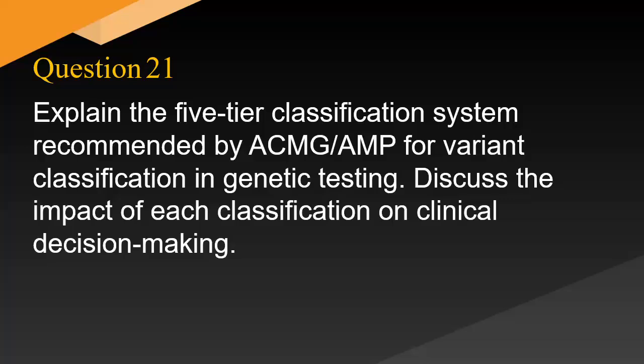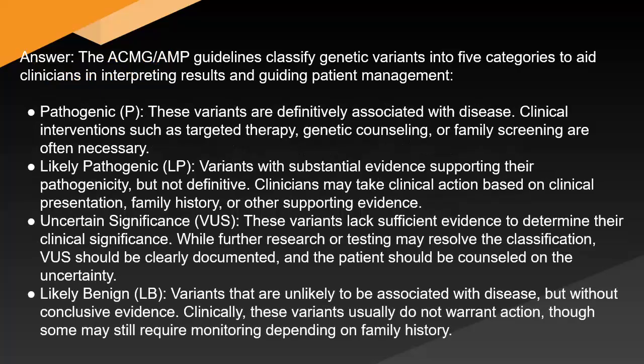Explain the 5-tier classification system recommended by ACMG for variant classification in genetic testing. Discuss the impact of each classification on clinical decision-making. Answer: the ACMG guidelines classify genetic variants into 5 categories to aid clinicians in interpreting results and guiding patient management.